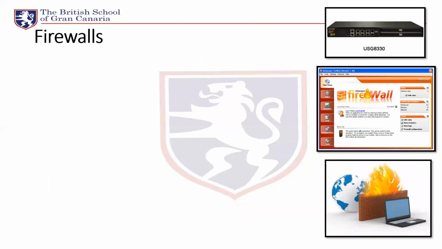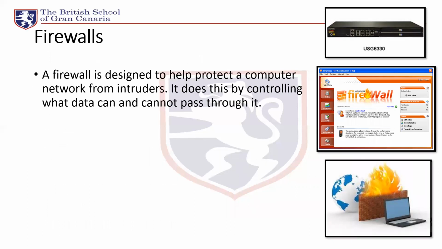Now, another way to protect the system as well is firewalls. Firewalls are both hardware and software, and what they do is protect a computer network from intruders. So they make sure intruders don't come in, and they control what data can and cannot pass through the network. A firewall can either be hardware or software.